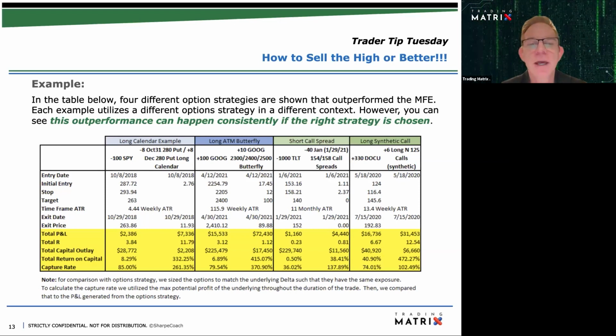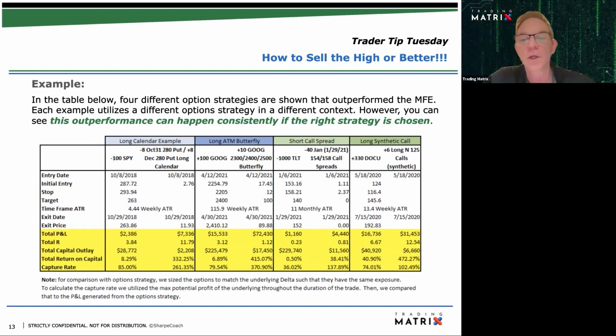But these are 4 different examples of an underlying trade that could have been substituted with an options trade in its place. So the first example is we sell 100 shares of SPY. This trade is an excellent trade, makes 3.84 R. But if we actually did a calendar spread in options instead, we would have made 11.79 R. Our second example, we buy 100 shares of Google. This trade makes 3.12 R. We could buy 10 Google butterflies, and it would have had an R of 11. There's a typo here.